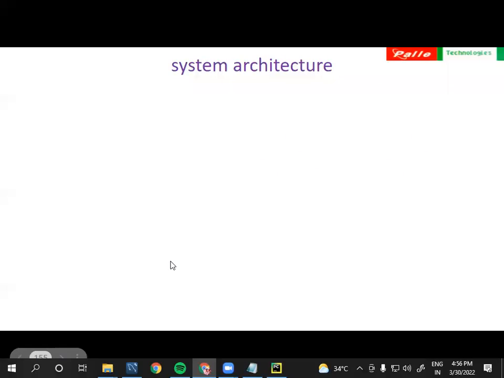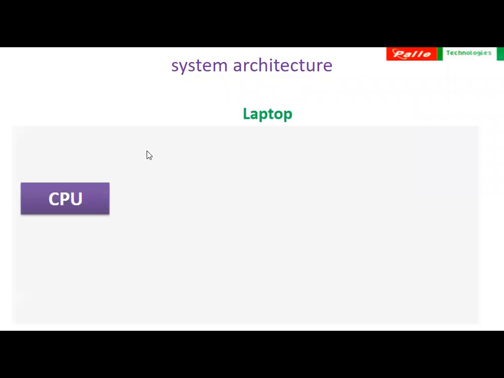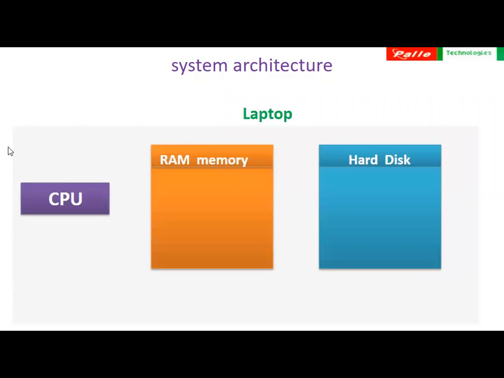Let us understand. Normally in a laptop, you have two components to store the data. What are the two components? RAM and ROM. ROM is also known as hard disk, correct? No. Normally in a laptop you will have three important things. The first one is CPU, the second one is RAM memory, the third one is hard disk.